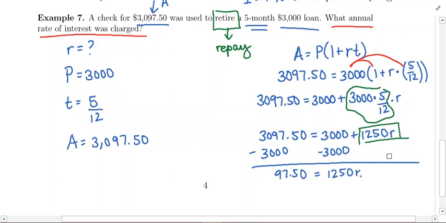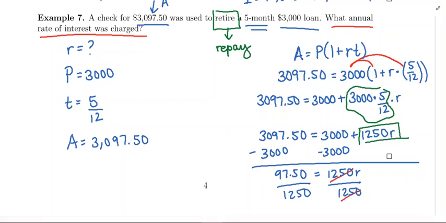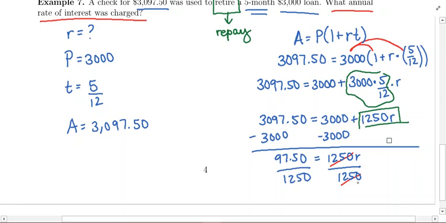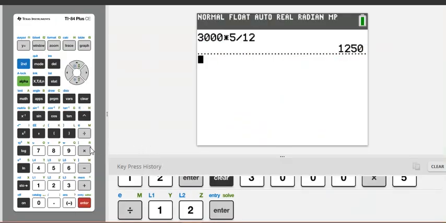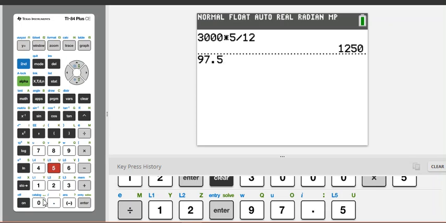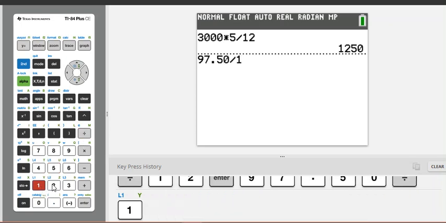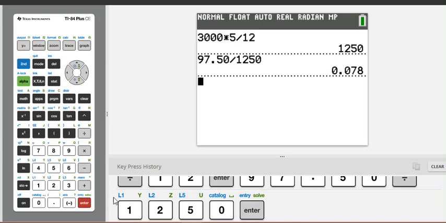1,250 times r. Now to get r by itself, instead of multiplying by 1,250, you're going to divide by it. Whatever you do to one side, you do to the other, and then these will cancel and leave you with r. So now we just need to go to our calculator and punch in this r value: 97.5 divided by 1,250. And there you go.